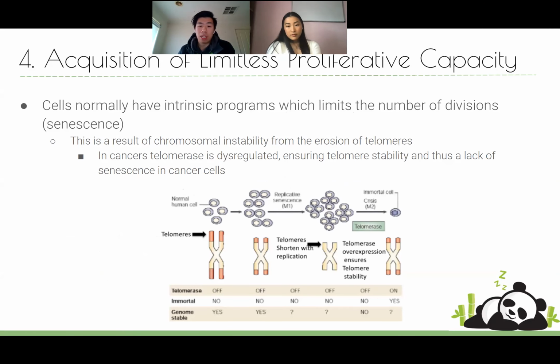This is basically the lack of need of telomerase. So I don't know if it's still Hassan's favorite toy word, but whatever. Cells normally have intrinsic programs which limit the number of divisions, which is termed senescence. And in cancers, that's not a thing. So they have continuous telomeres that keep getting longer and longer and longer, and as such, don't allow for senescence to occur. That's kind of what's going on there.